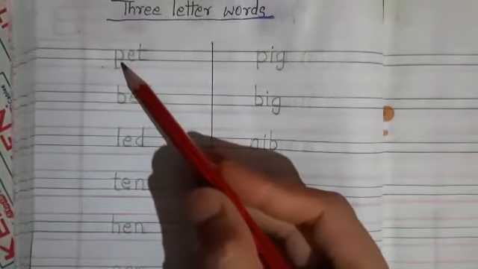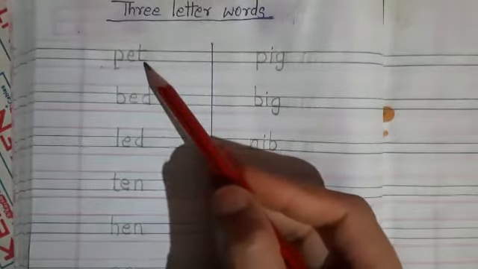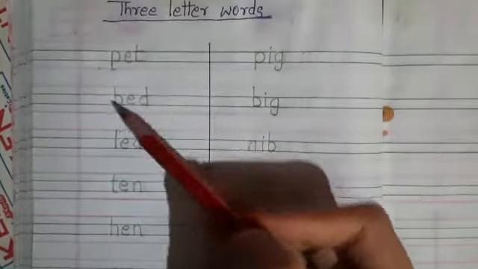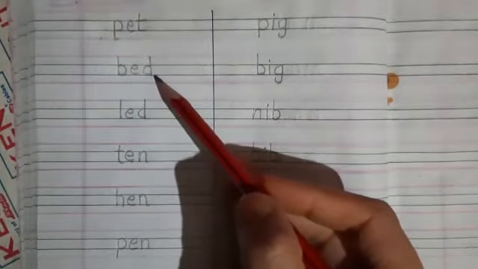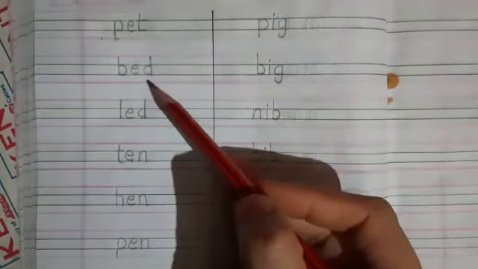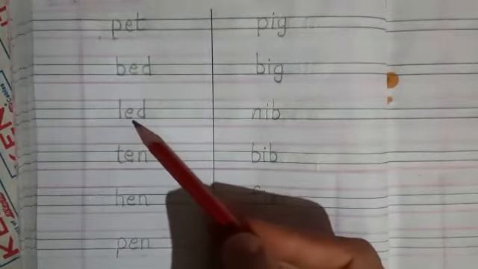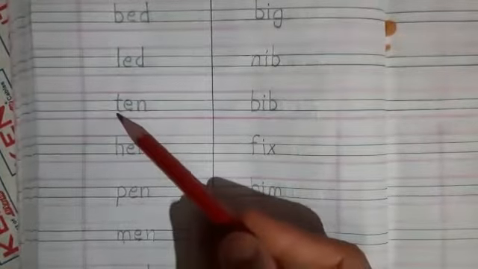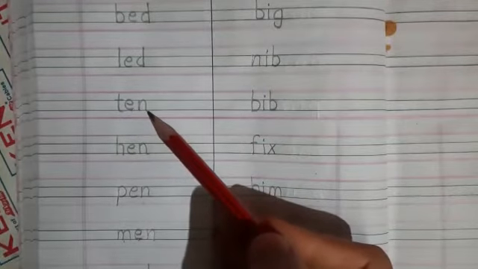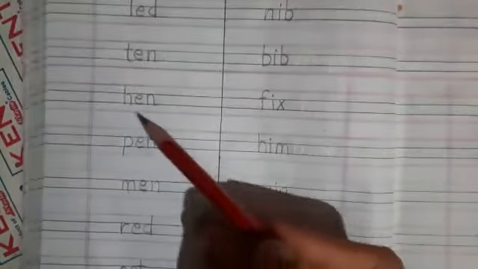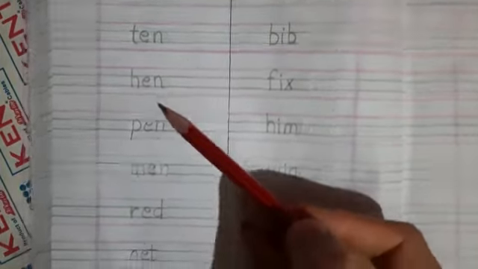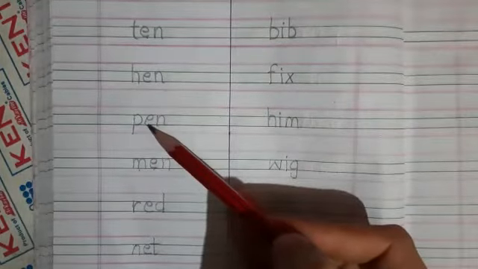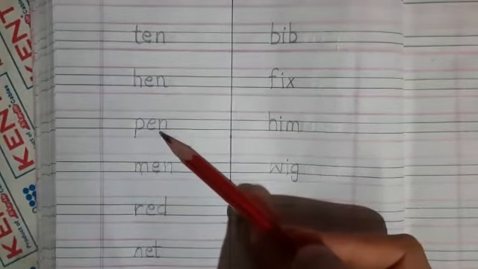The word is P-E-T, pet. Okay. B-E-D, bed. L-E-D, led. T-E-N, ten. H-E-N, hen. P-E-N, pen.